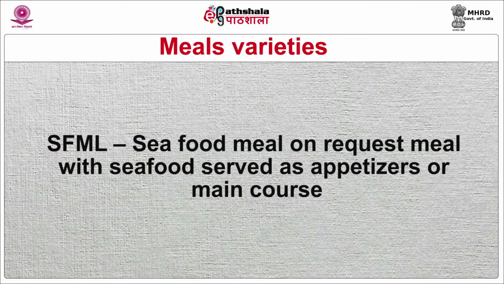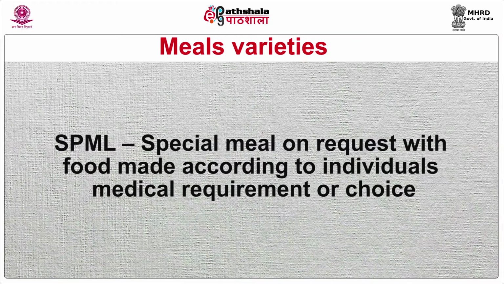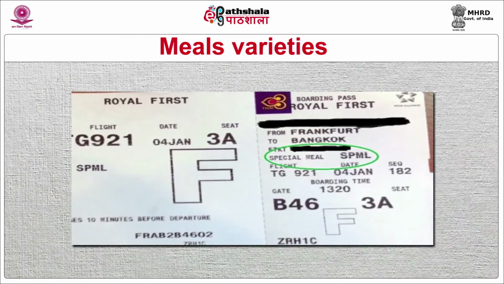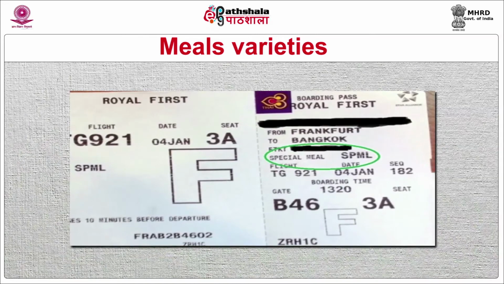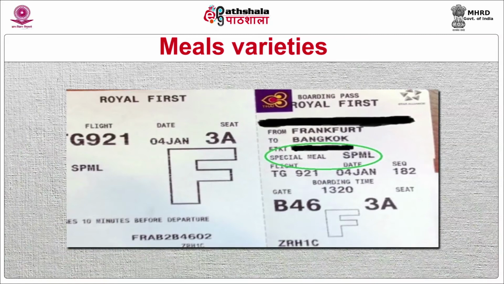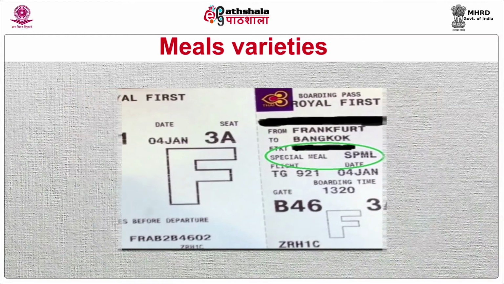The next one is SFML, that is seafood meal on request, meals with seafood served as appetizers or main course. Then the next one is SPML, special meal on request with food made according to an individual's medical requirement or choice. Then the next one is STVGML, that is strict vegetarian meal on request. Basically, it's a Brahmin meal prepared without the use of onions and garlic and with all other vegetarian stuff.